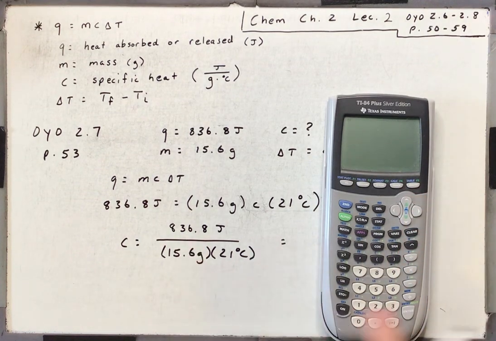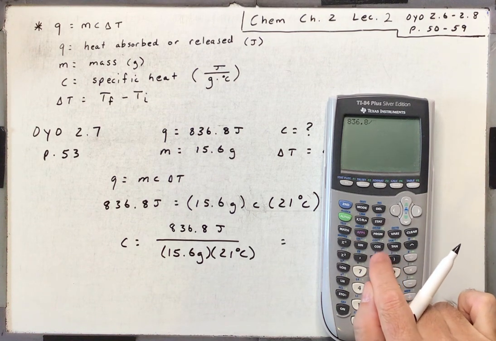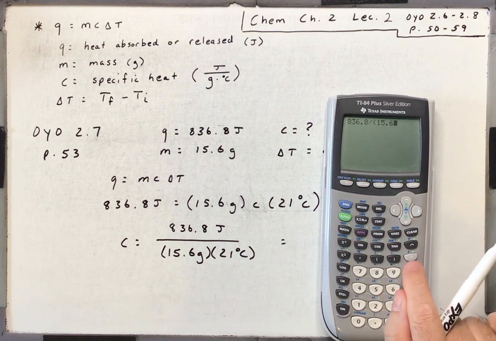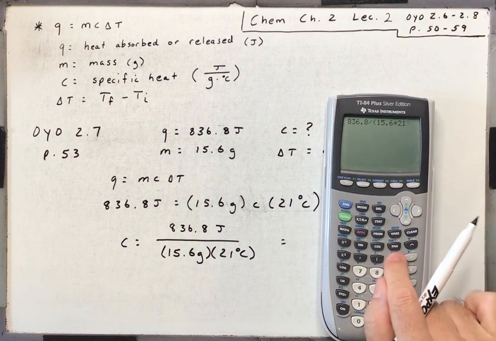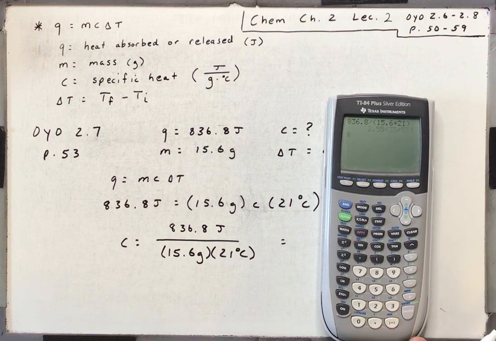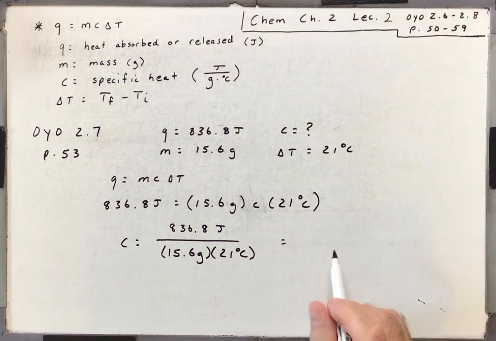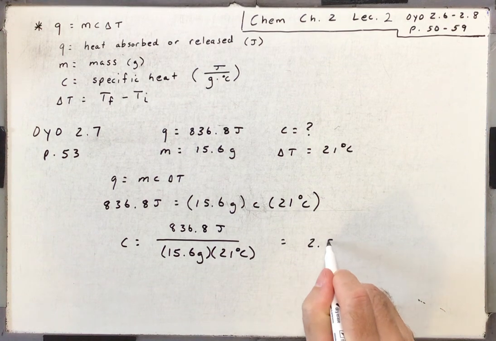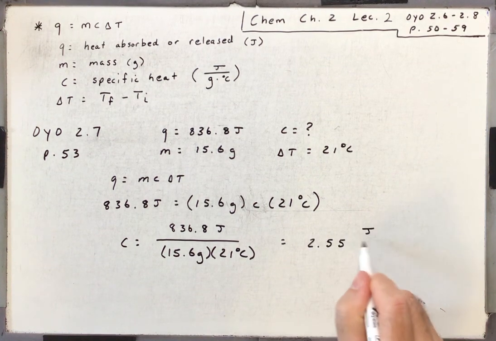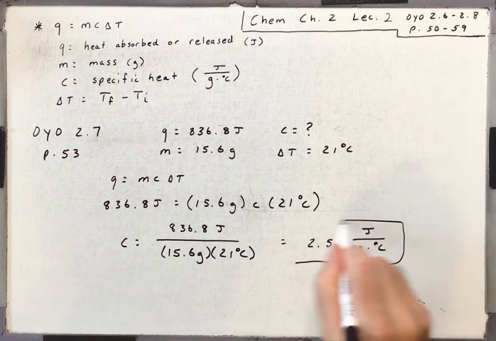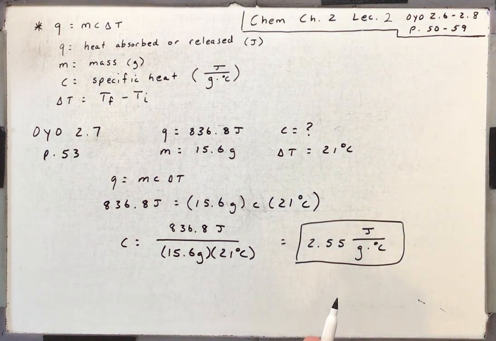All right, so let's plug this in the way I showed you. 836.8 divided by, left parenthesis, 15.6 times 21, and then close that parenthesis. And you've got 2.55 joules per gram times degrees C. All right, so these are good algebra problems.